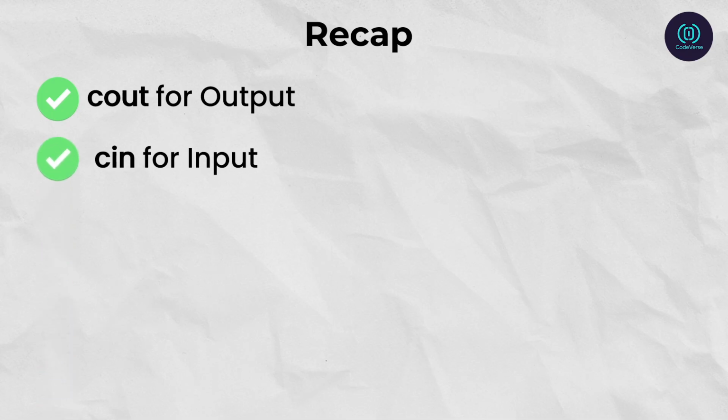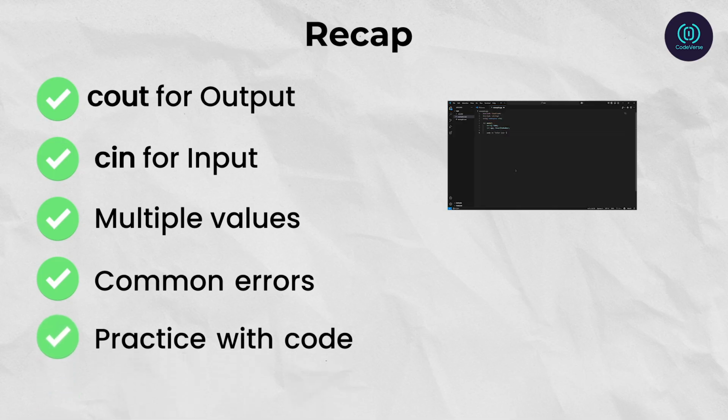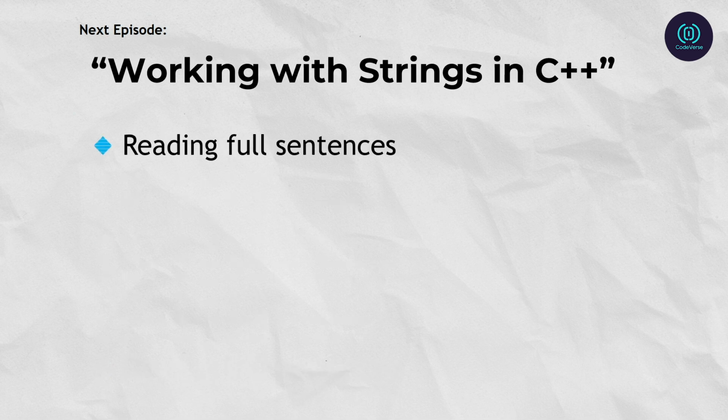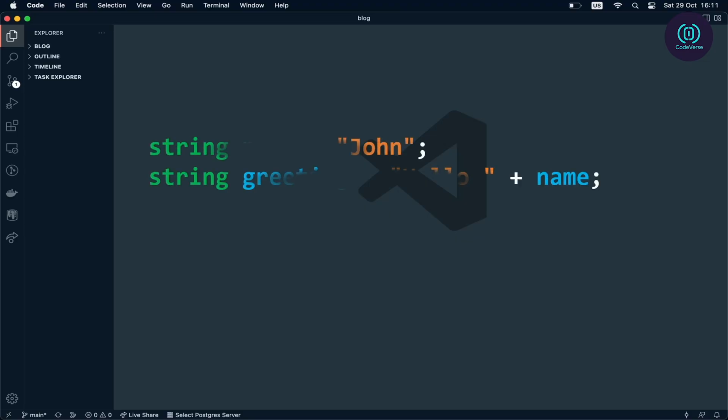Awesome work, you've just learned the basics of input and output in C++. We covered how to use cout to display messages, cin to read user input, how to handle multiple inputs, and some common mistakes to watch out for. You also built your first interactive program, and took a quiz to test your knowledge. In the next lesson, we'll go even deeper. You'll learn how to work with strings, including full sentences, getline, string concatenation, and useful string functions in C++. It's one of the most fun and powerful parts of the language, so don't miss it.